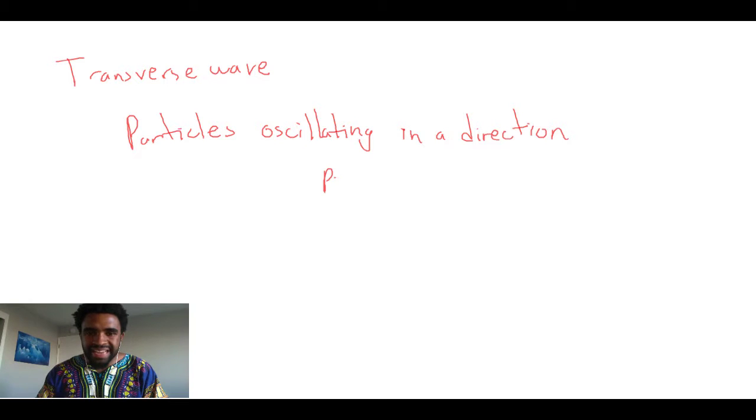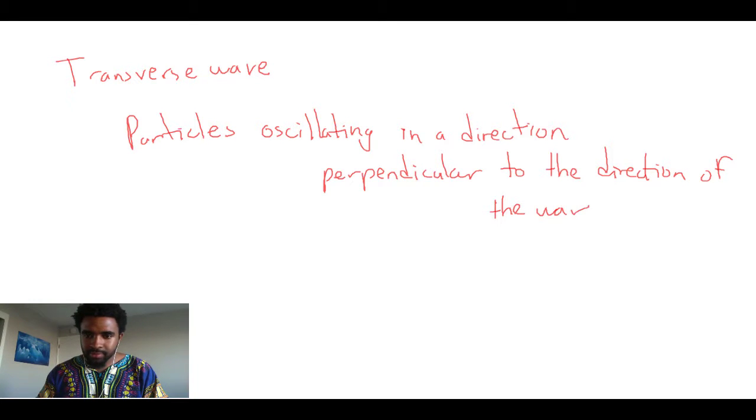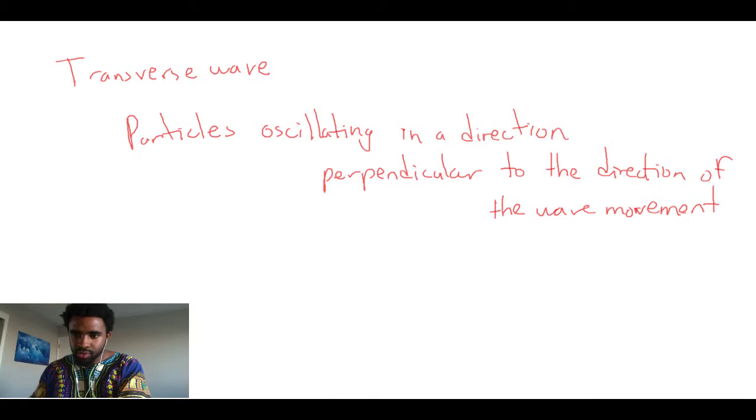that is perpendicular to the direction of the wave movement. Okay, so go ahead and pause this video, write that definition down into your notebook or your handout. All right, and this is kind of a confusing definition, right? So we need to break it down a little bit. We need to figure out what do we mean by oscillating and what do we mean by perpendicular.